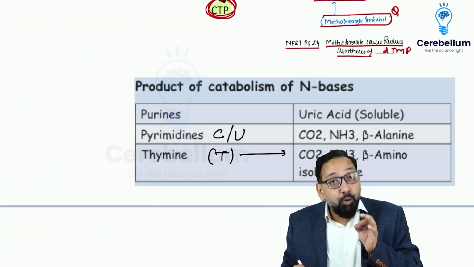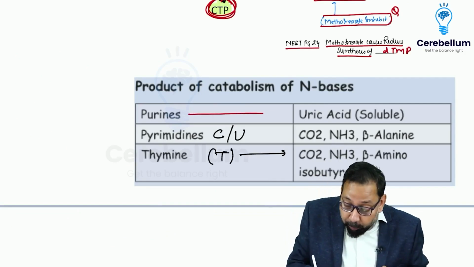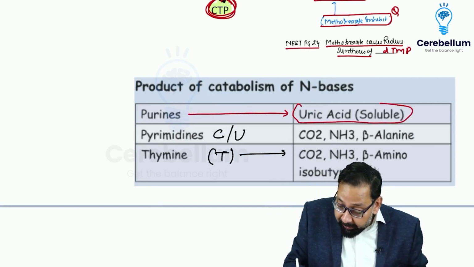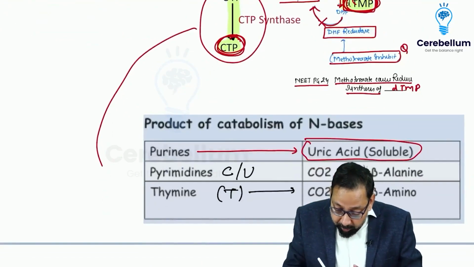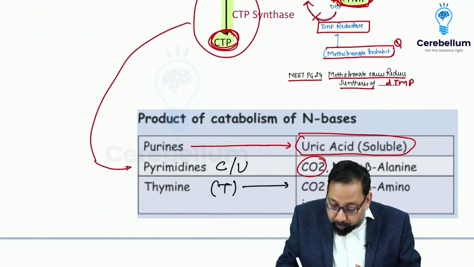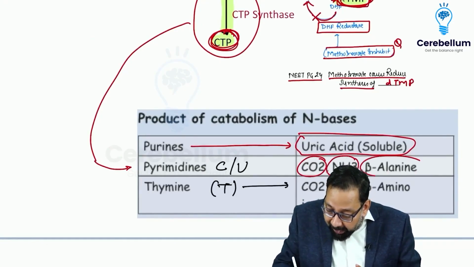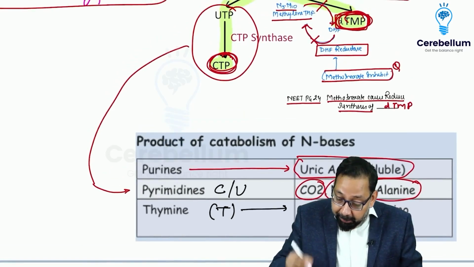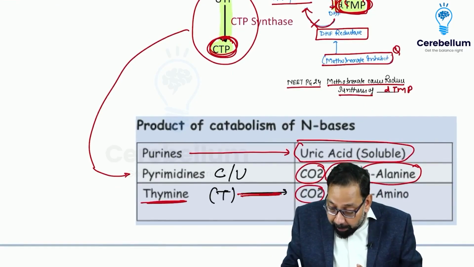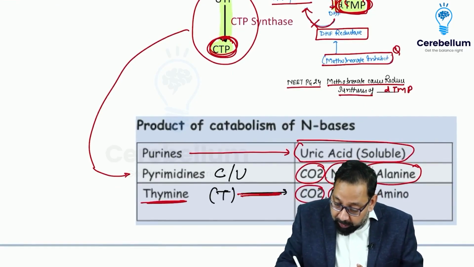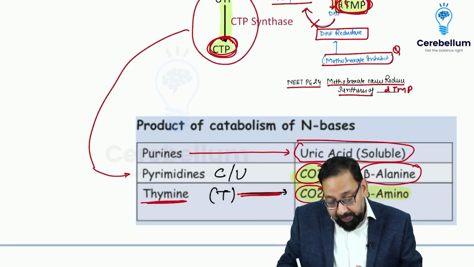The product of catabolism of the nitrogenous base purine, as I told you, is uric acid. Pyrimidines C and U are degraded to produce CO2, ammonia, and beta alanine, while thymine, T, is degraded to CO2, ammonia, and beta amino isobutyrate. The CO2 and ammonia are the same.